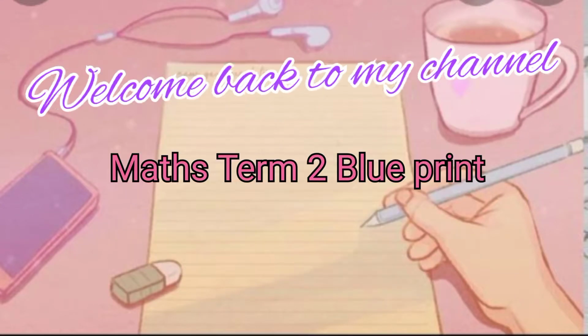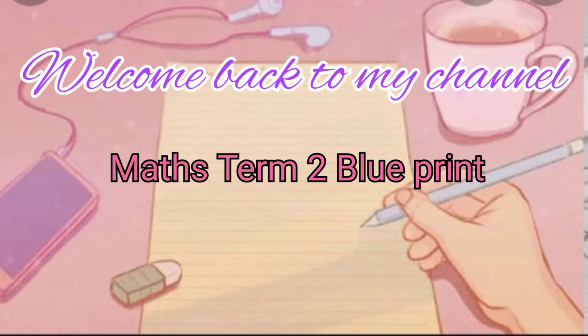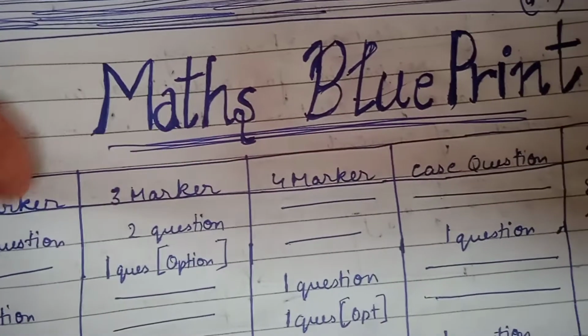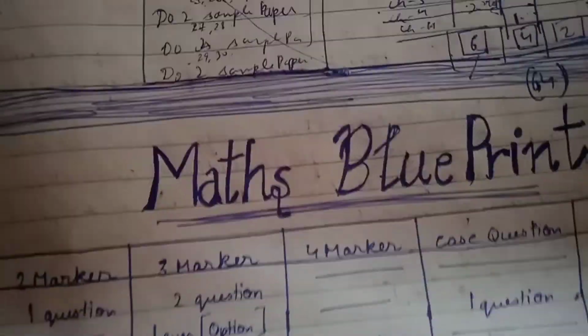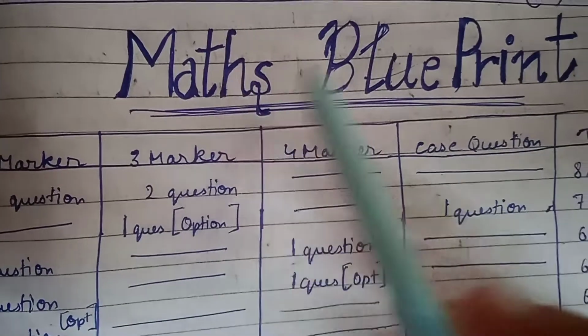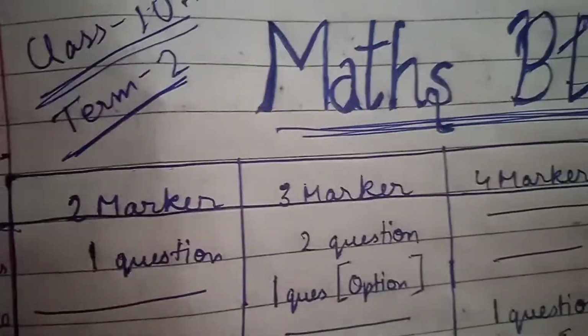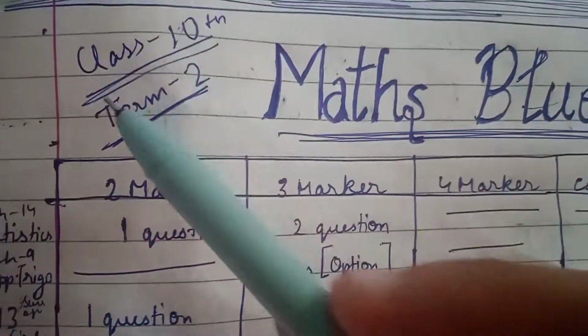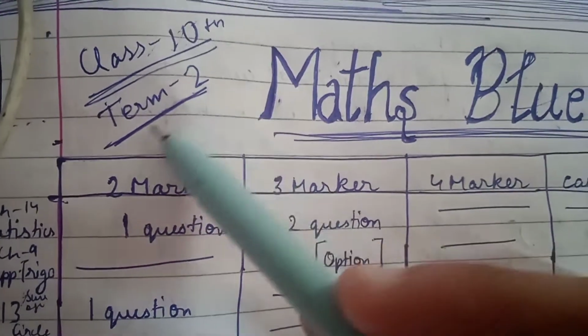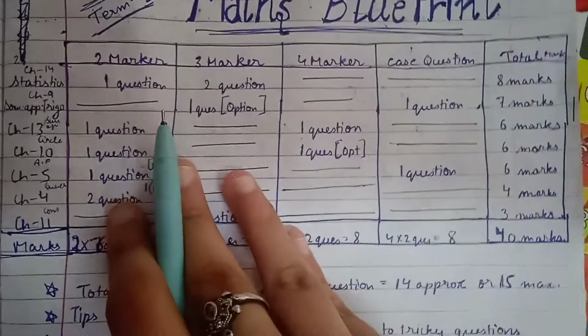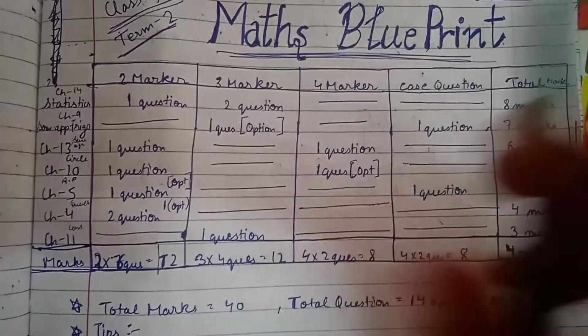So today's video is going to be very beneficial for class 10th, as I am discussing the math blueprint right now. This math blueprint is for class 10th term 2 students. I have made it in the form of a table so you can understand it nicely. As you can see here, it is going to be very fit, so stay tuned till the end. So here we have 7 chapters in maths.